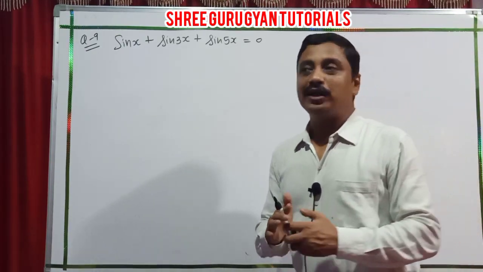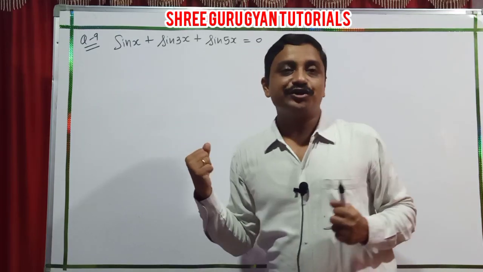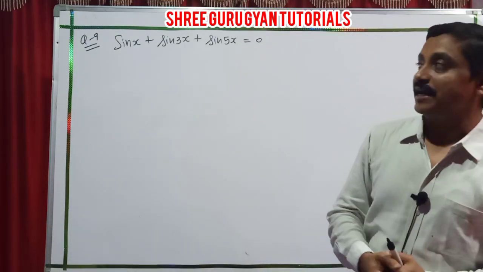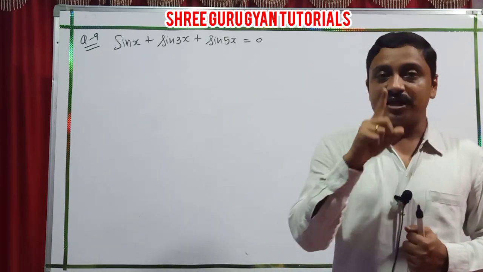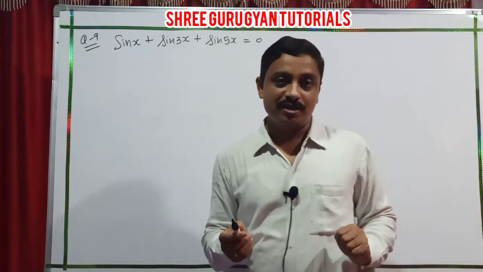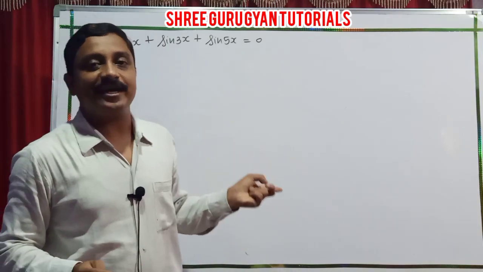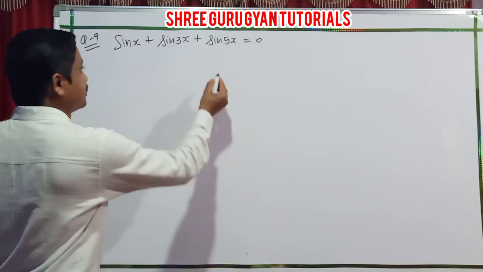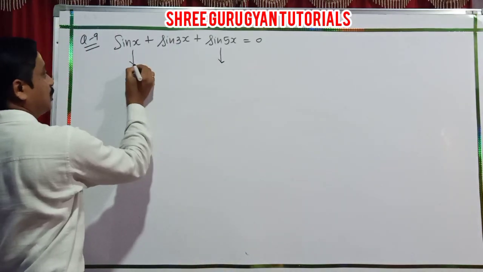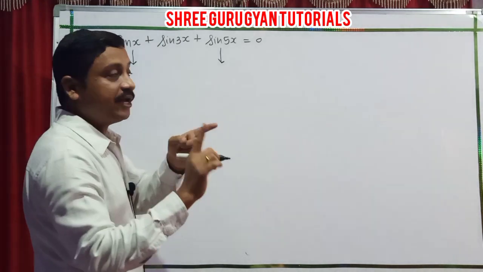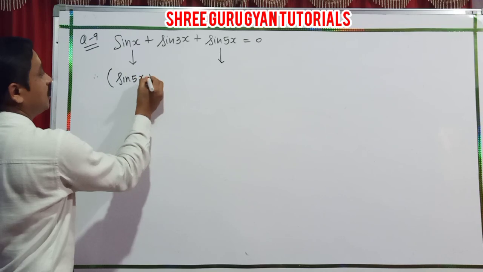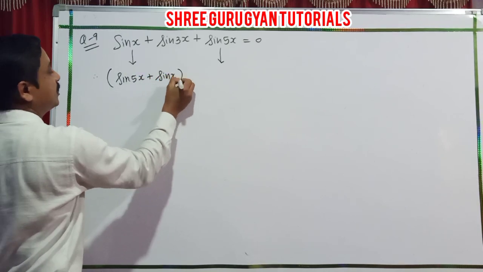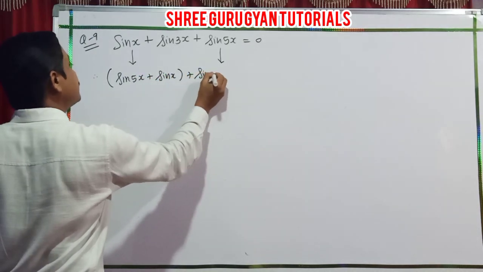Now students, slowly I am going to one more numerical. Question 9. This is the last question for this exercise. Sin x, sin 3x and sin 5x. Yes students, after this exercise I go to illustration. Here students, you just check the highest angle with the lowest angle. This is the highest and this is the lowest. Both I combine. So sin 5x plus sin x, and the other as it is.